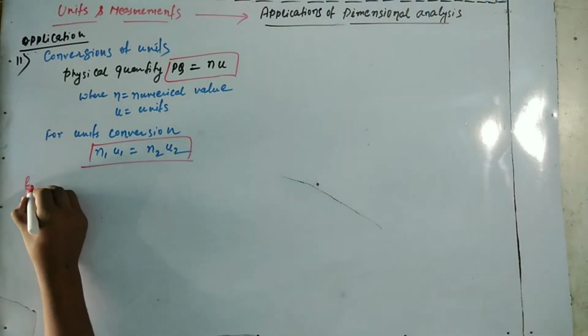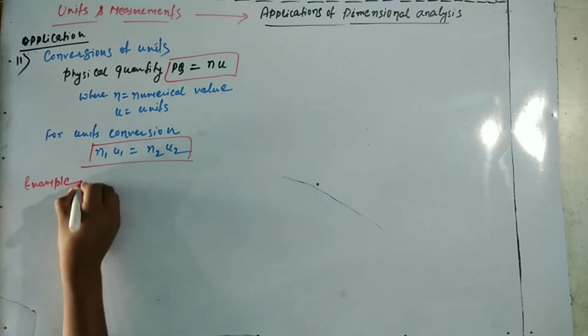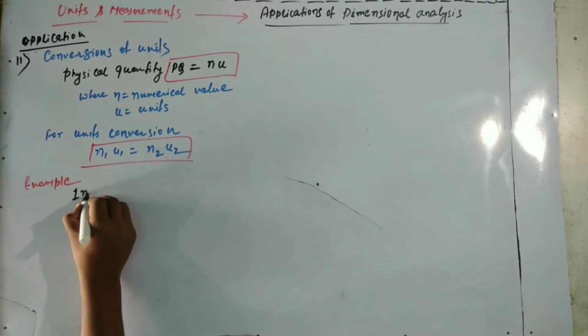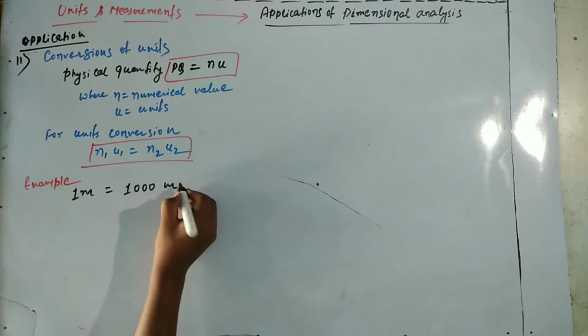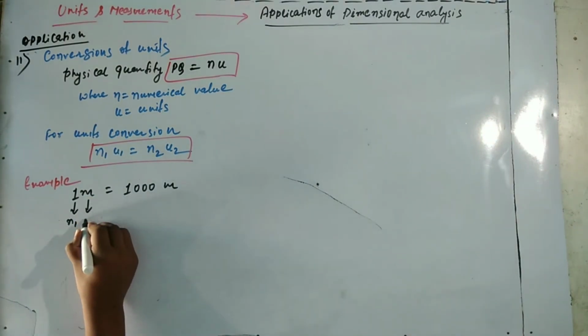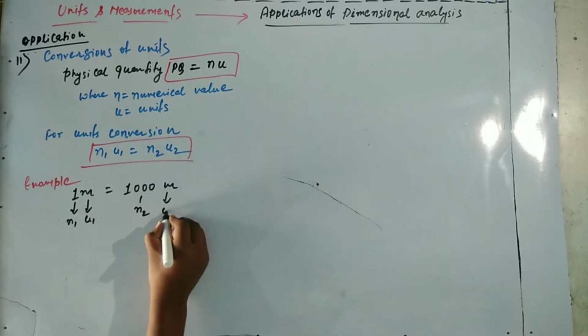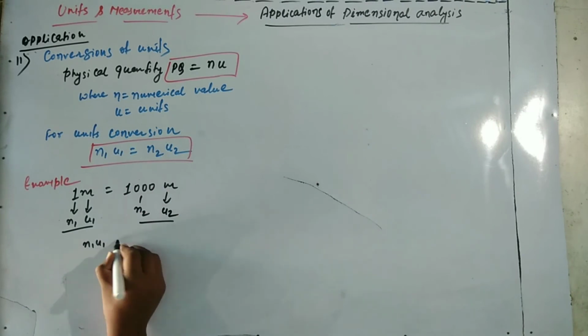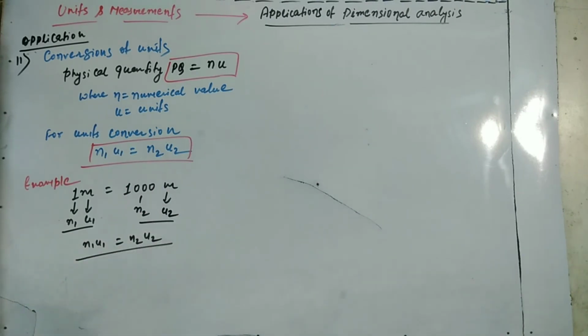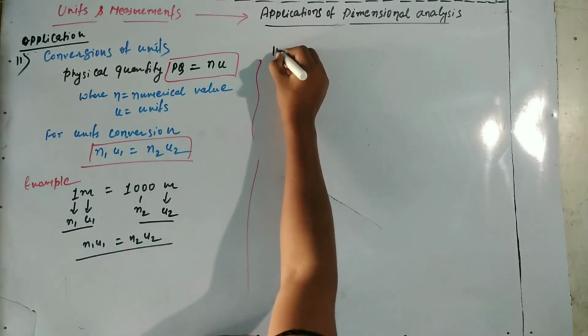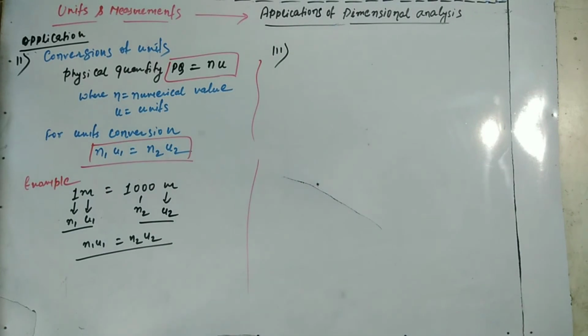For example, we take 1 meter equals 1000 mm, we can write. So 1 is n1, m is u1, 1000 is n2 and mm is u2. So n1 u1 equals n2 u2. This is the second application of dimensional analysis.